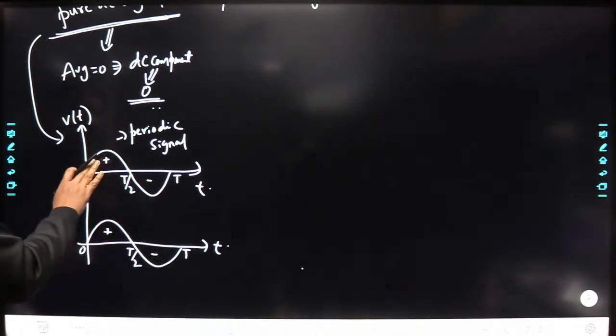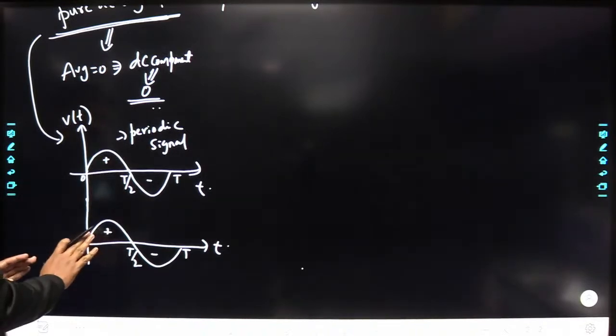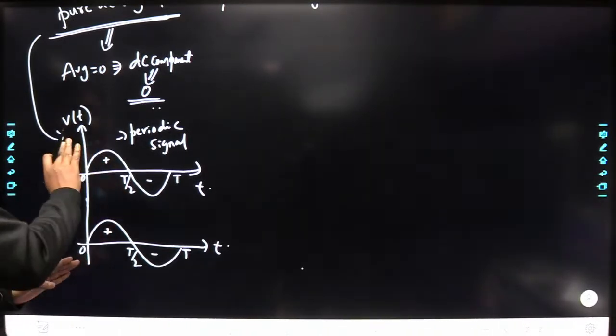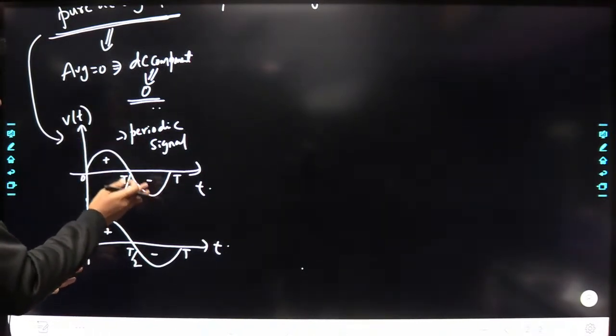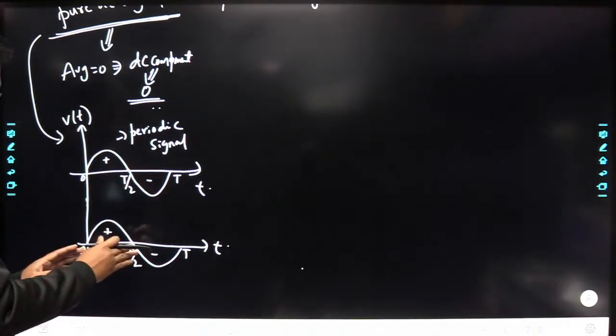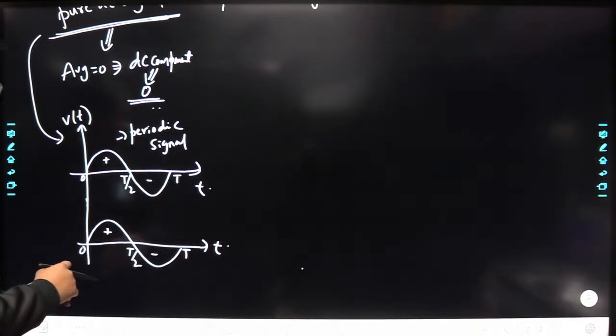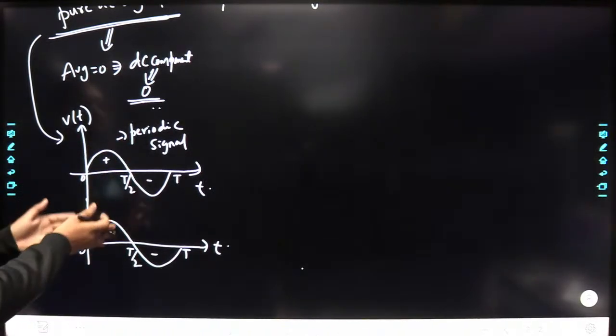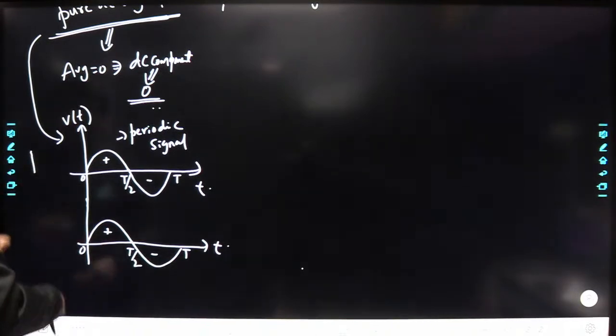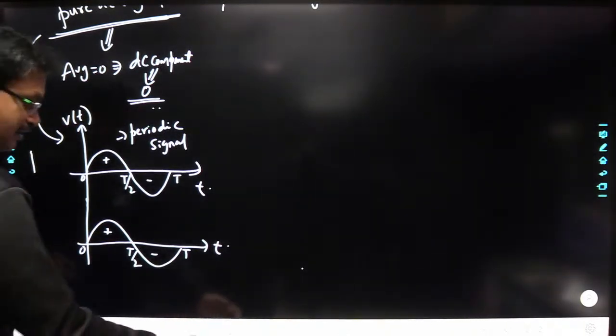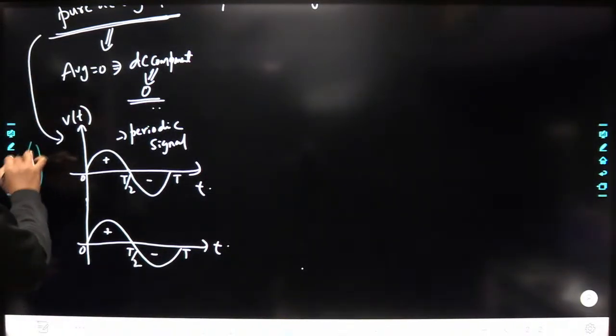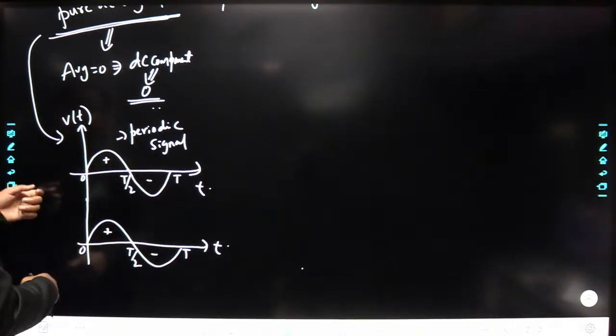If the polarity of the voltage signal is positive, it drives the current in the circuit in one direction. Whenever the polarity of the voltage signal changes, it drives the current in the circuit in the opposite direction. So these are the properties of a pure AC signal, and there will be no DC component present in this signal.